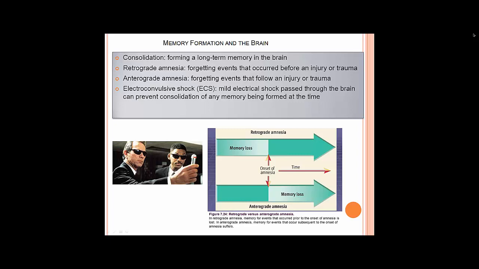ECS is a mild electrical shock that's passed through the brain, and it can prevent consolidation of memories from being formed at a time. They can also deconsolidate memories, and that is something that we see in people who are very, very depressed and then undergo ECS. Yes, it works. They become less depressed. And part of that may be because whatever was depressing them are unconscious memories or memories out of awareness that are still spinning up highly evocative and negative feelings.